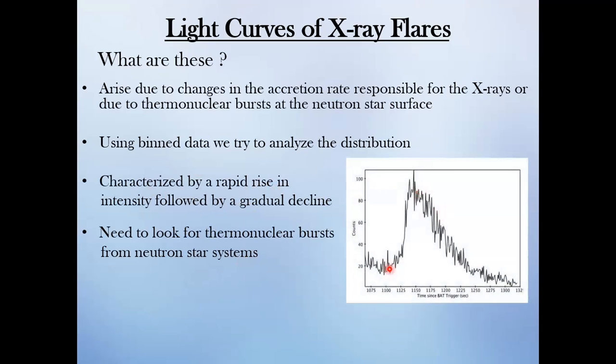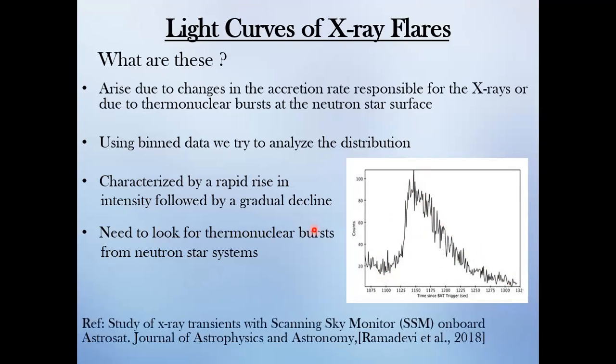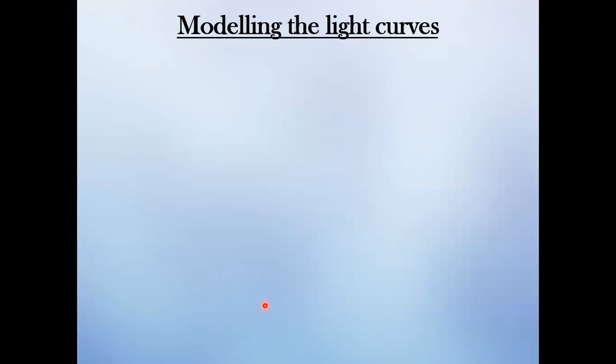So this is how it looks. As I said, it is characterized by a rapid rise. In this region there is a rapid rise followed by a gradual decline, which is called an exponential decay. If you want to read more about this, here is the reference. You can go through it.